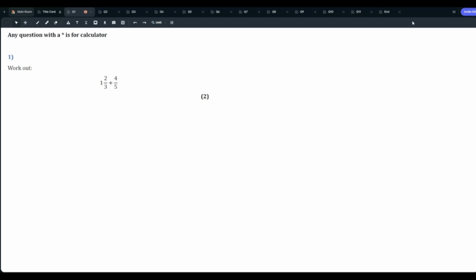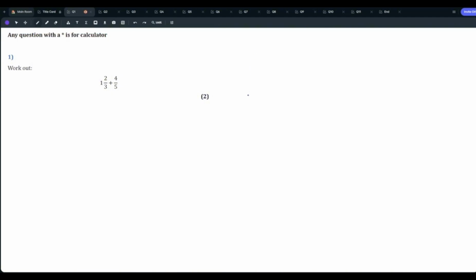Just before we get started, I just want to make it very clear that any question with a star next to the number, you are allowed to use a calculator. If you would like to attempt the question, please pause the video and then unpause when you're ready.